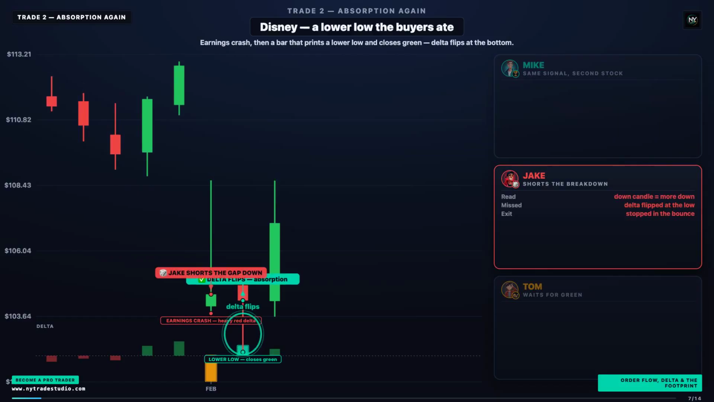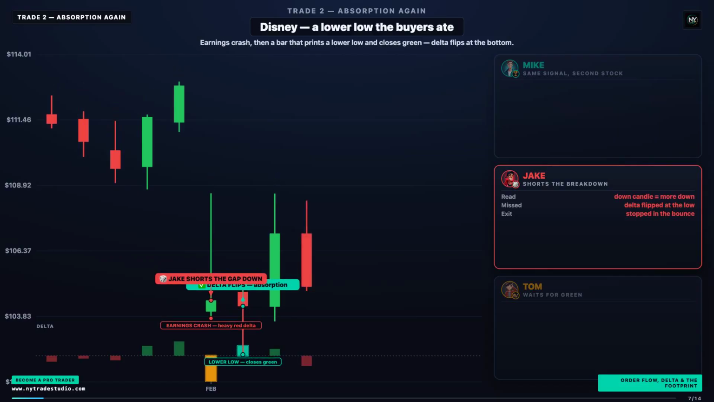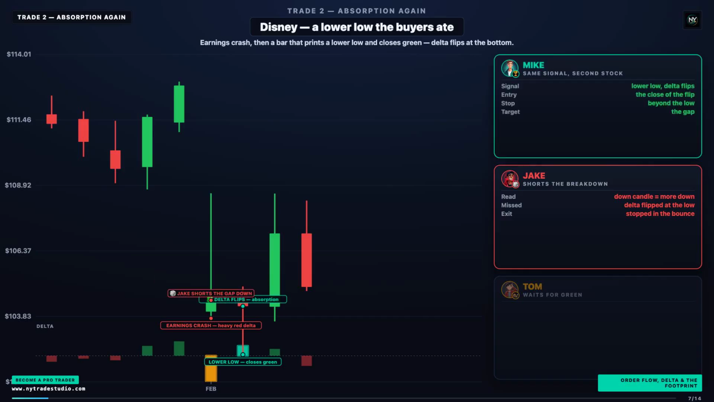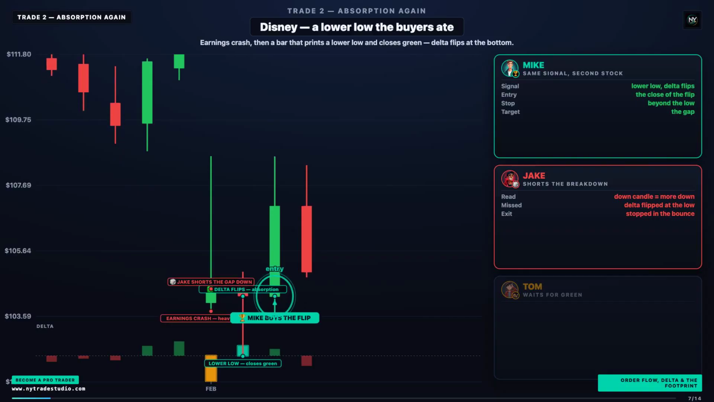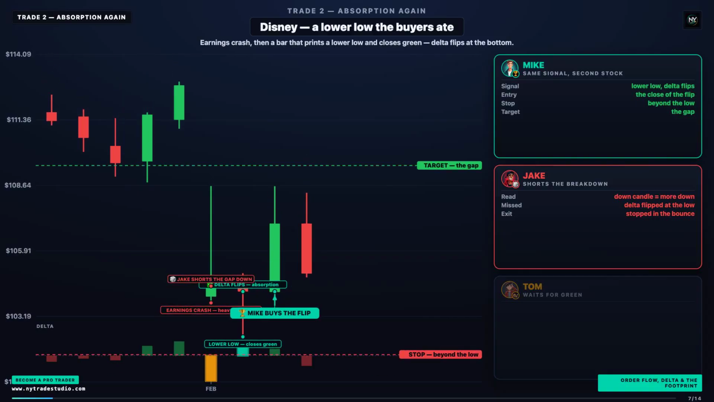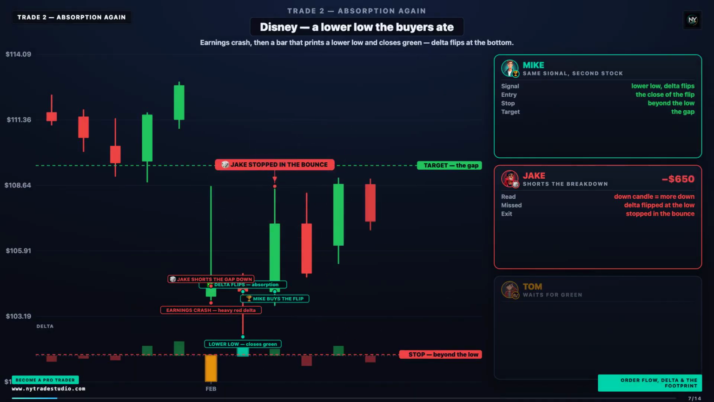Jake shorts the breakdown. The down candle tells him down, and that is all he needs. Mike sees it instantly: lower low, green delta, absorption. He takes the flip the next day, stop just below that low, target back toward the gap, and the bounce runs Jake over almost immediately. He is stopped right where Mike entered, the same trap as the first chart.